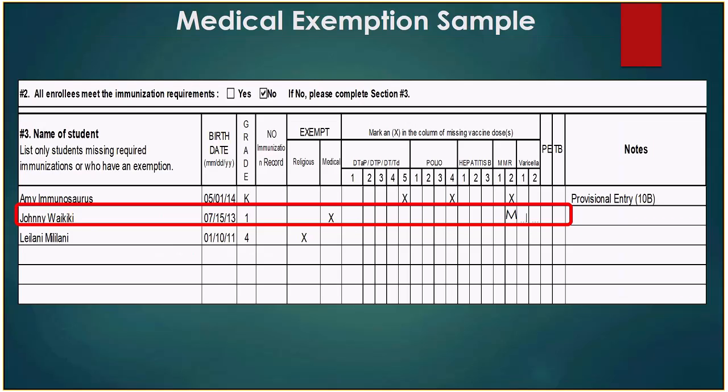Highlighted is the student Johnny Waikiki. He is medically exempt from the MMR vaccine. Because of this, we will include him on the Epi-12A by again listing down his name, birth date, and grade. This time we will mark the X under the medical exemption column and write M for the vaccinations that apply to his medical exemption. If a student is missing a vaccination not covered by their medical exemption, mark an X under the appropriate dose of that missing vaccine.